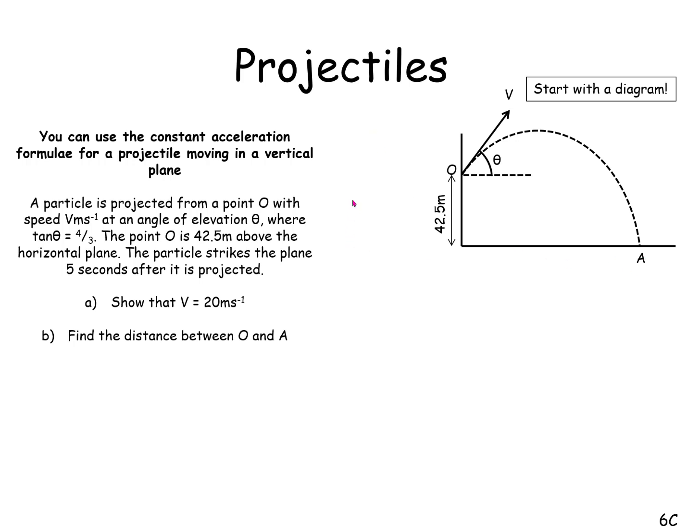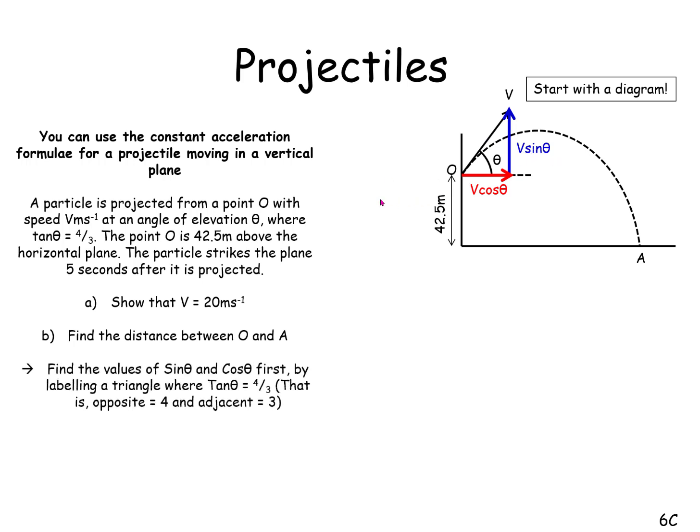Now because we know tan theta equals 4 over 3, we want to resolve vertically and horizontally. We'll resolve horizontally to find this distance A, and we will use the vertical, which is going to be v sine theta. Now find the values of sine theta and cos theta first by labelling a triangle where tan theta equals 4 over 3. That is the opposite equals 4 and the adjacent equals 3. So what does that mean?